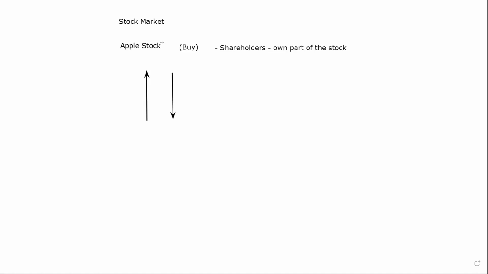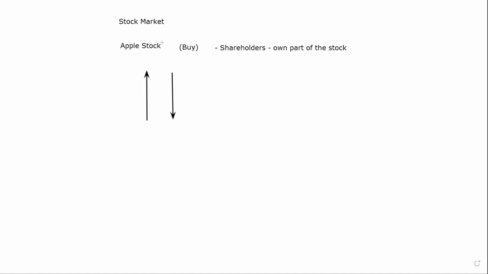You cannot just bet on the falling market. What you can do is sell your Apple shares. Sell here means, for example, you have 3 shares, you sell 1 share, and now you have ownership of 2 shares. So you are only selling your shares, and you are buying your shares.